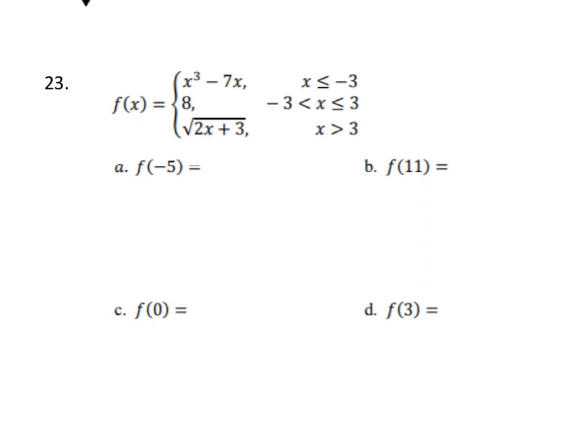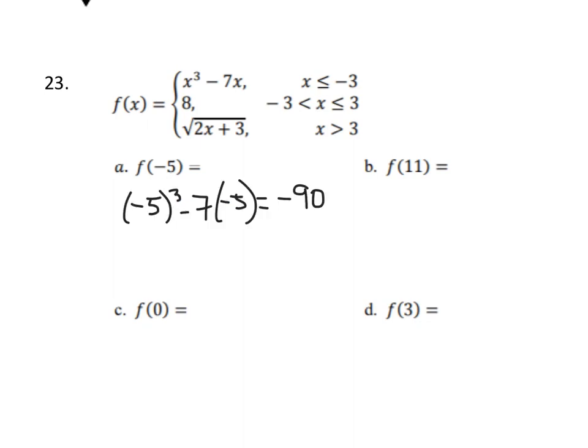So for our first evaluation, we have that our input is negative 5. We'll have to look over here to see, well, where is negative 5 in my function? So it's not in between negative 3 and 3, and it's certainly not greater than 3, but I know that it is less than or equal to negative 3. That means that I'm going to use this equation to evaluate this value for x.